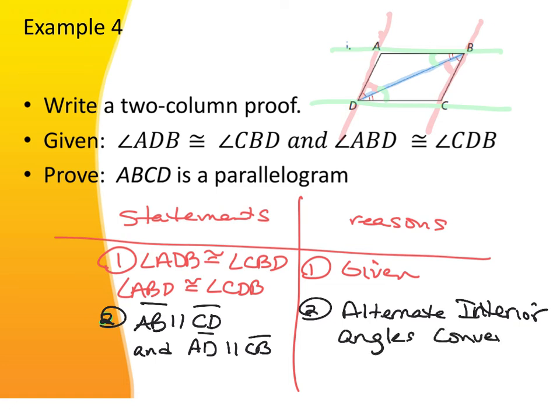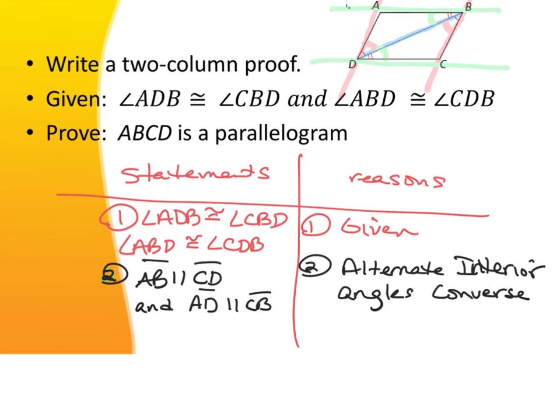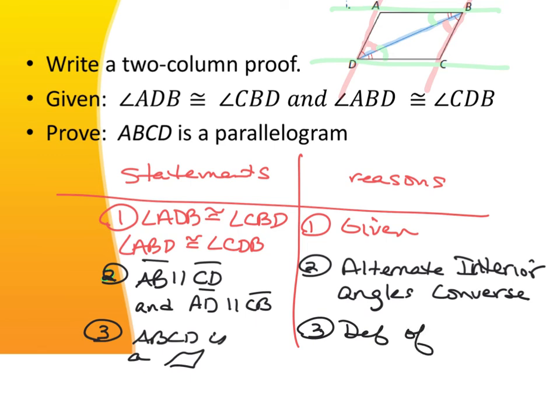And we learned this before Christmas break. So this will be coming back to us, as well as the consecutive interior. Now that I've shown that both pairs of sides are parallel, by definition, this is a parallelogram. So my next statement, ABCD is a parallelogram, and my reason is the definition of parallelogram. If both pairs of opposite sides are parallel, then the quadrilateral is a parallelogram. So all you have to do is put definition of parallelogram.